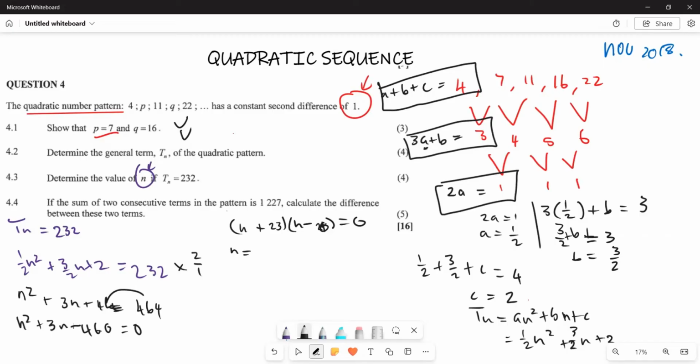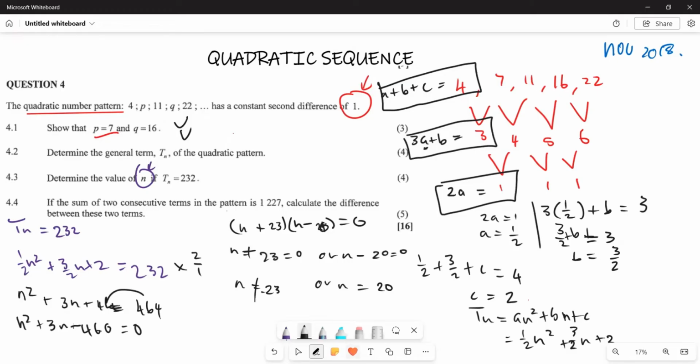So you are going to have n plus 23 equals 0, or n minus 20 equals 0. So therefore, your n is going to be given by negative 23, or your n is going to be given by 20. Then your n can never be negative, so this can never be the answer, right?